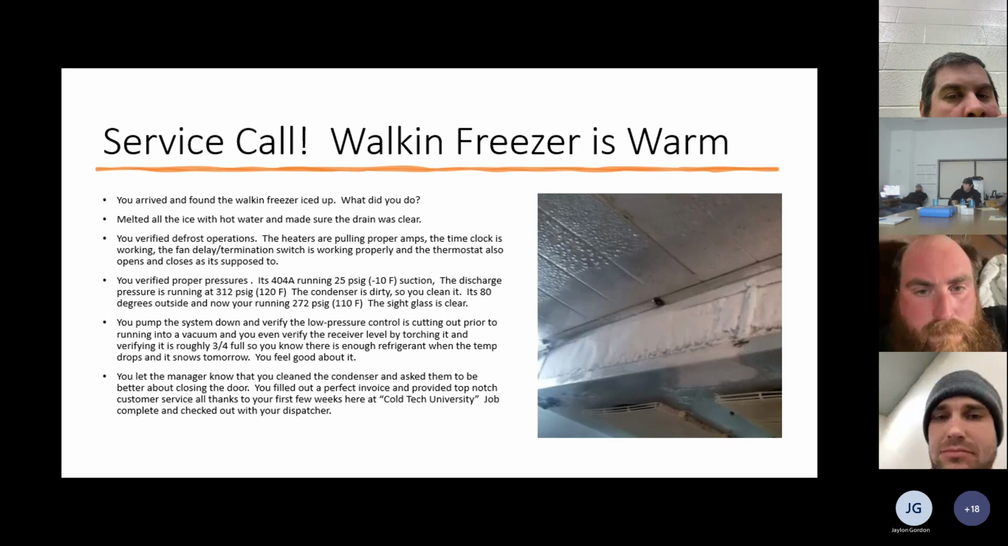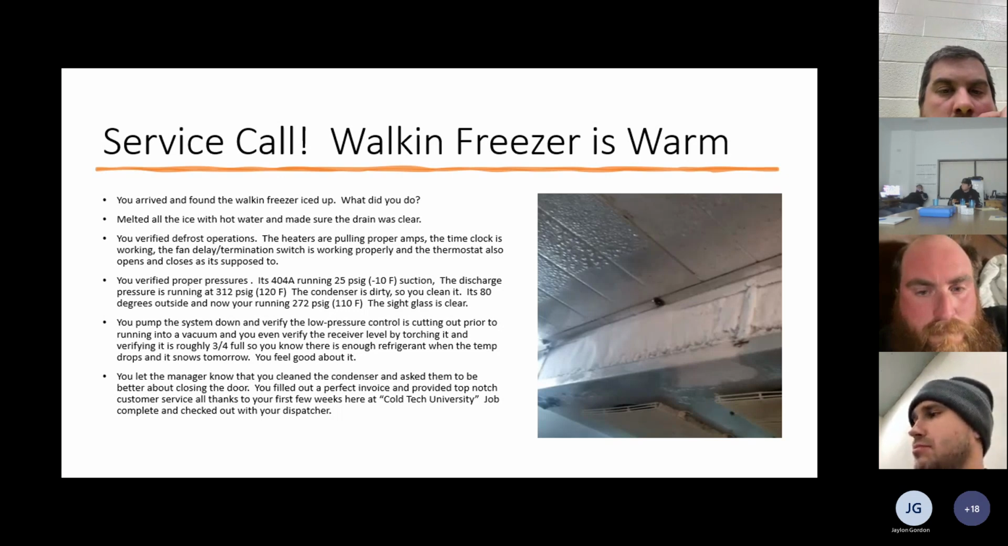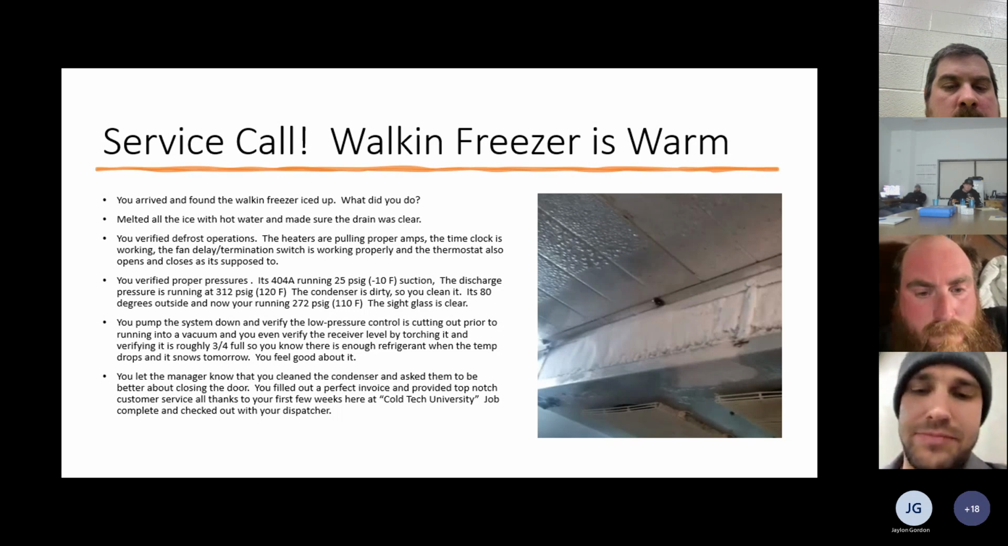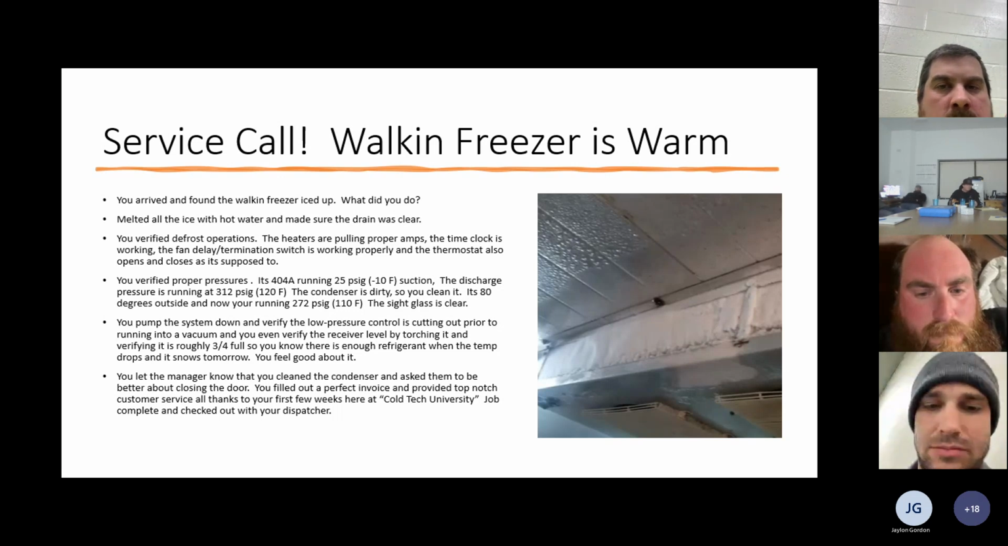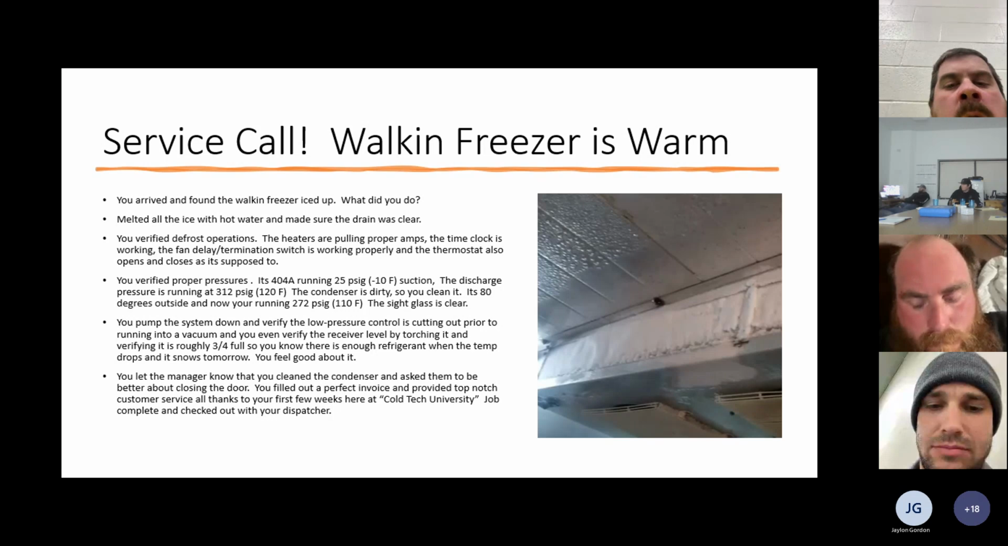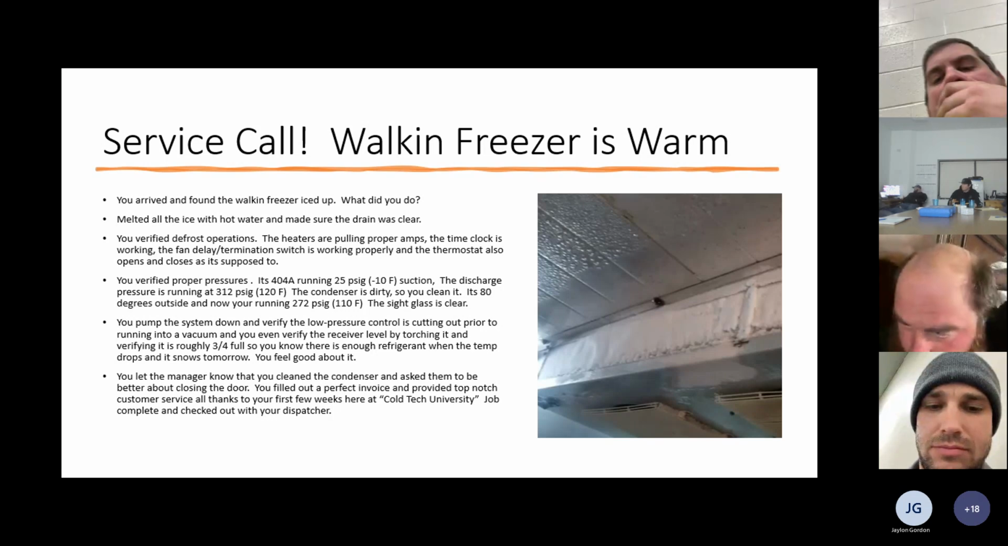And then my next question is on pumping the receiver down and torching it. How do I know what's full? Roughly 3/4 all the time? No. Depending on summer or winter. Why? Summer charge and winter charge.